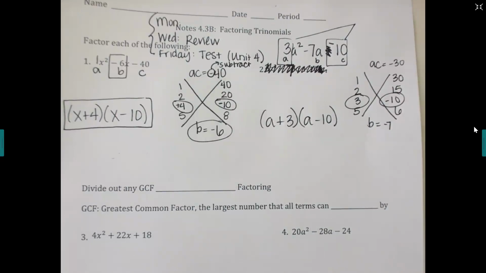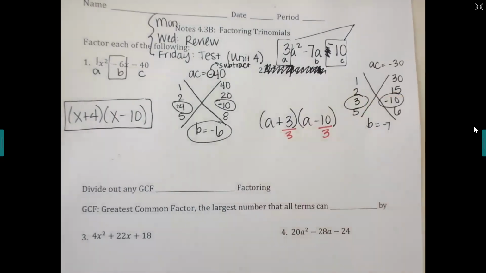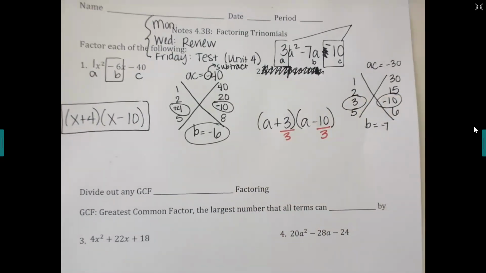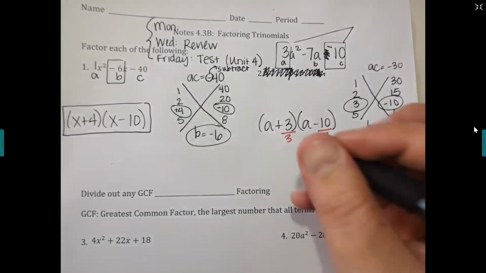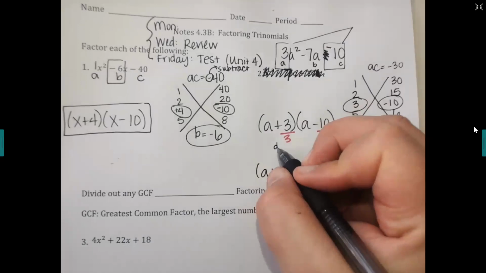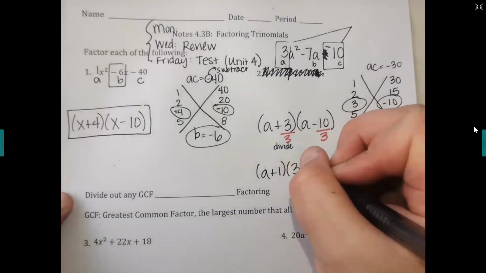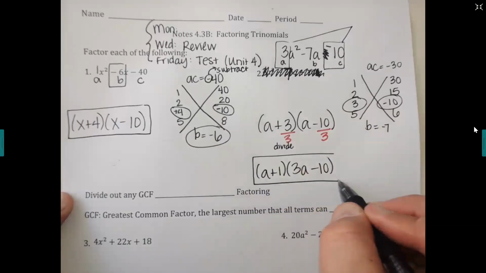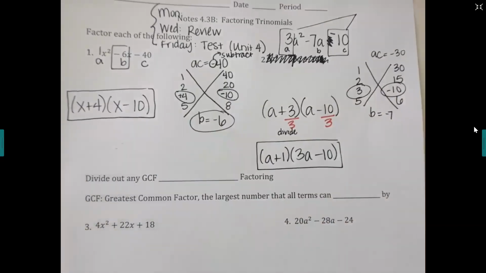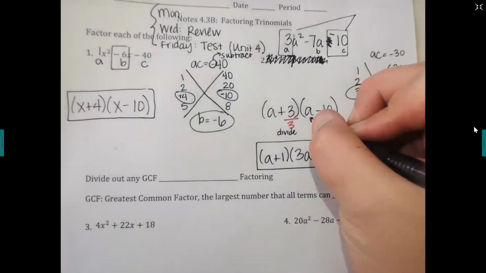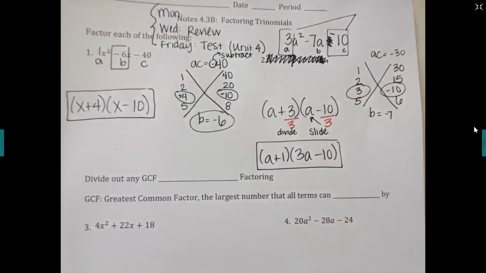So let's do our slide and divide. Over 3, over 3. Can my first number slide or divide? Yes, because it's 3 divided by 3. What is that? So this is gonna go to an A plus 1. This one was a divide. Okay, and then look at your second parentheses, can 10 divide by 3? No, then instead of a divide, I'm gonna slide, so it would be a 3a minus 10. Okay, does that make sense? We remember that from last week? Okay. We're gonna add just one more step to that.